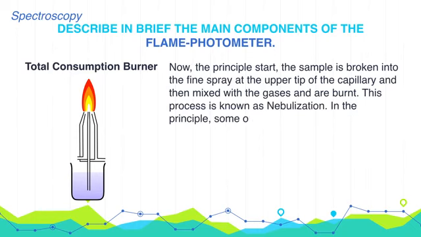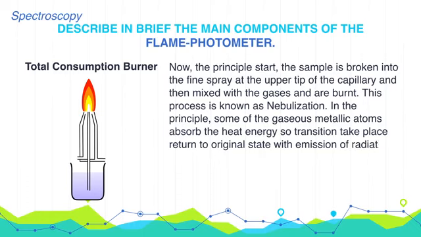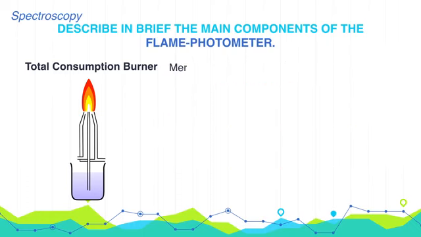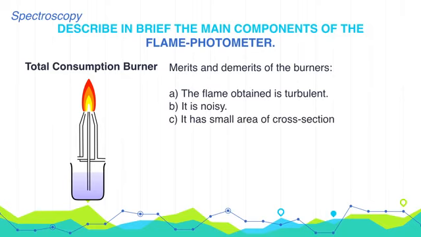In the principle, some of the gaseous metallic atoms absorb the heat energy. So transition takes place from the ground state to the excited states. When the excited atoms return back to the ground state, they emit radiations. So let's talk about the merits and demerits of this burner. First, the flame obtained is turbulent. Second, it is noisy. Third, it has small area of cross section. And the last, it is used for most types of flames.